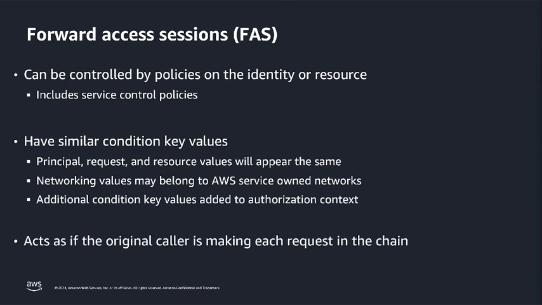The important takeaway about FAS, in general though, is that the request appears to come from the original principal to each service in the chain, but each service attaches additional data to the auth context as the request traverses the chain. And this allows you to do things like write policies that only allow actions when they are called through a service, but not allow them when they are called directly.